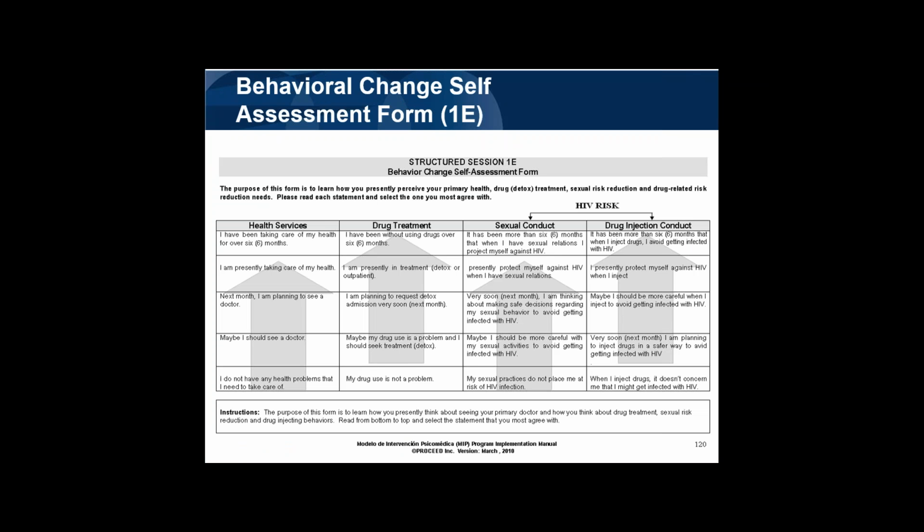In every session, we use this assessment form. As you can see, every column is one session. For example, going to health services, going to drug treatment, sexual conduct, and drug injection conduct. If you look from bottom to top, each sentence represents a stage of change. For example, in health services, "I don't have any problems that I need to take care of." So if that person circles that sentence, it means that person could be in pre-contemplation. We do that in every single session with the participant, and for those sentences that were closer to action, we offer the next session. So you reduce the resistance of the participant.